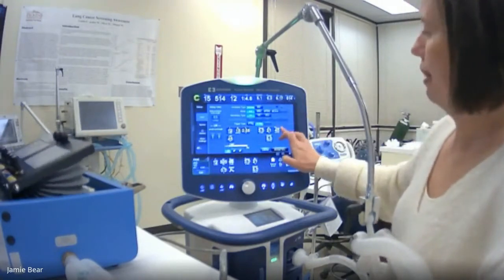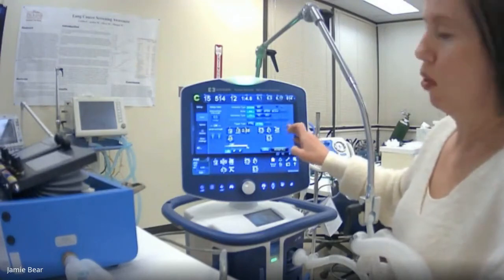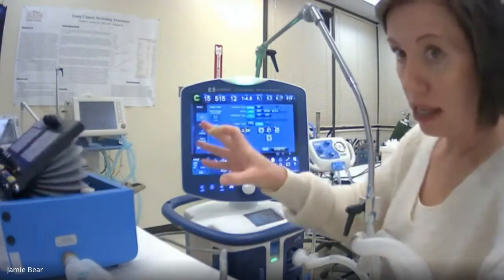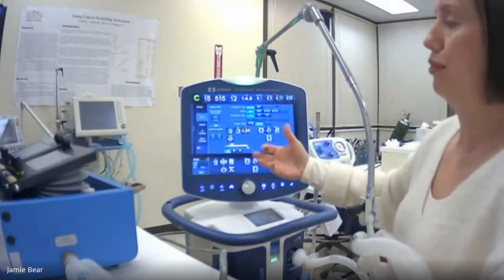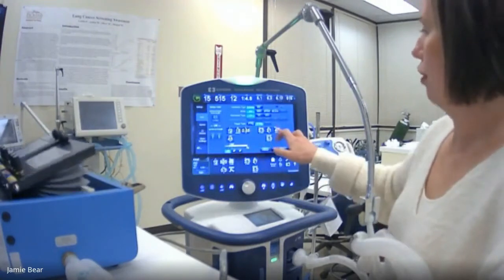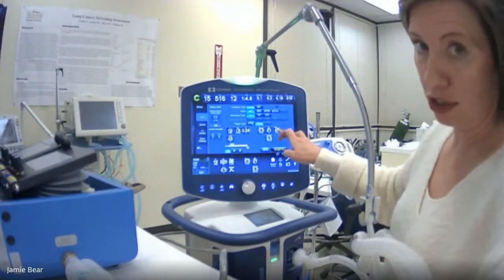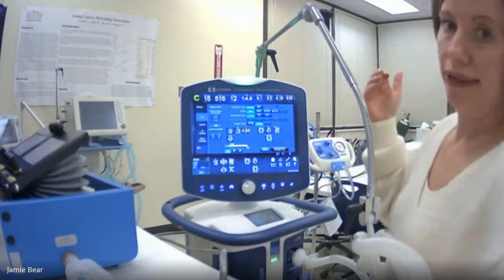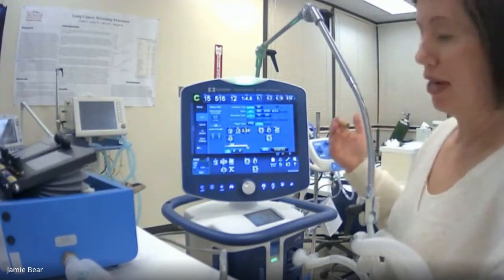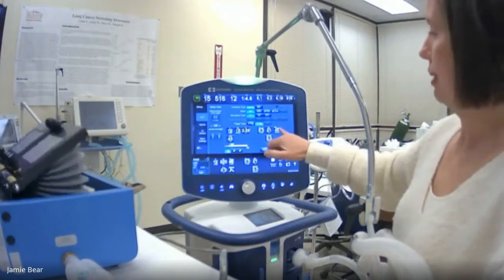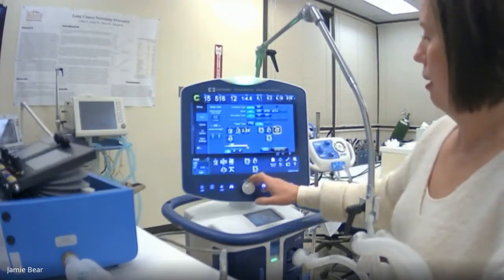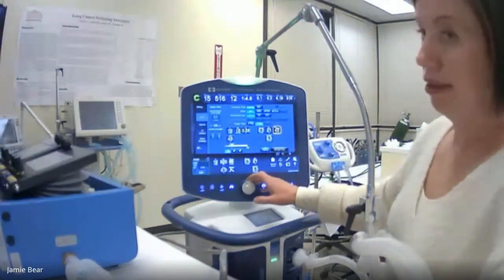Now here is something extremely important, guys. We can't ever forget what our high peak is. Especially with these very compliant lungs, we don't want a patient to, you know, cough and go over a certain peak pressure. So this is a control variable that will stop the breath, and if it gets over this pressure, then we will not be giving any more volume.